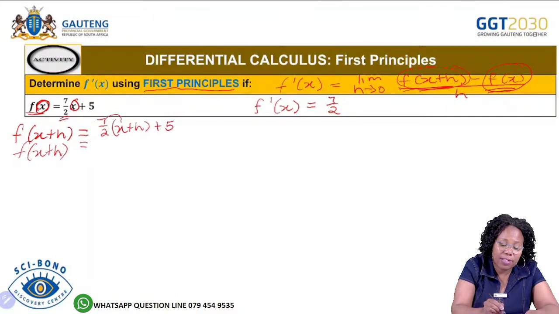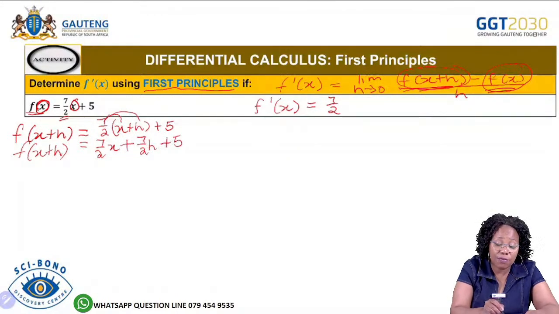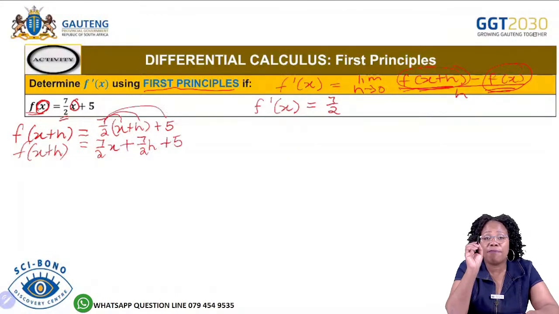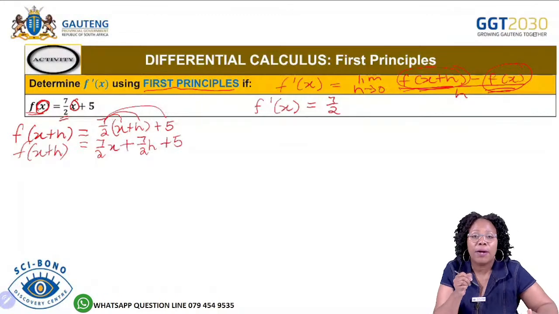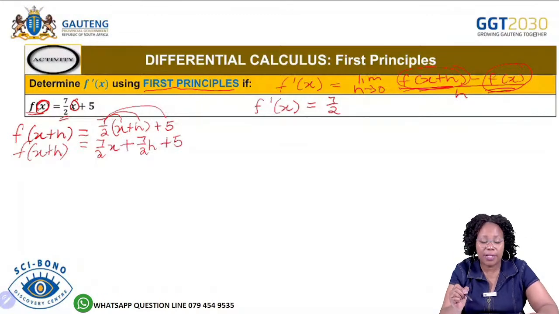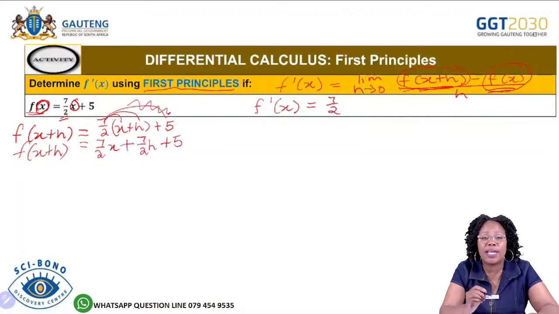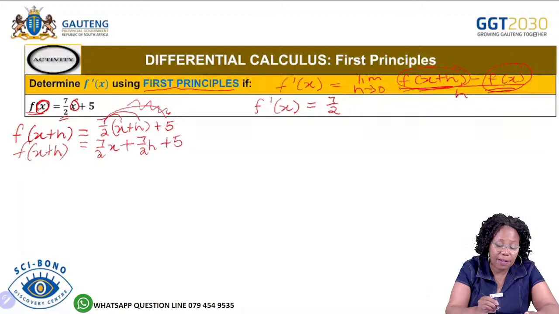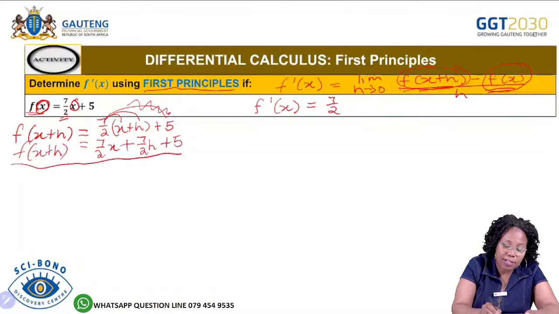After that, to simplify, we have f at x plus h on the left. This will be 7 times x, which is 7 over 2x. 7 over 2 times h is plus 7 over 2h plus 5. Do not multiply the 7 over 2 to 5, grade 12, because 5 is not inside the bracket. We are only distributing 7 over 2 into our bracket. 5 is not part of the bracket. Please, that is a misconception, a mistake that is done by most learners. Do not multiply a 5 in. So that is the f at x plus h.